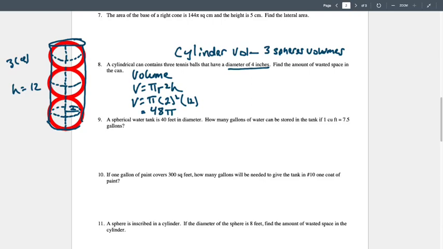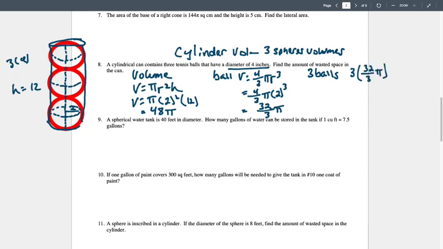All right, now let's do the tennis balls. I'm going to put here ball. The volume for that is 4/3 pi r cubed. So we're going to do 4/3 pi. My radius is 2, so we're going to cube that. 2 cubed is 8. 8 times 4 is 32, and then divided by 3. I'm just going to write it as 32/3 pi. And then you have 3 of those. So 3 balls will be 3 times 32/3 pi. Those 3's are going to cancel, and you're just left with 32 pi.